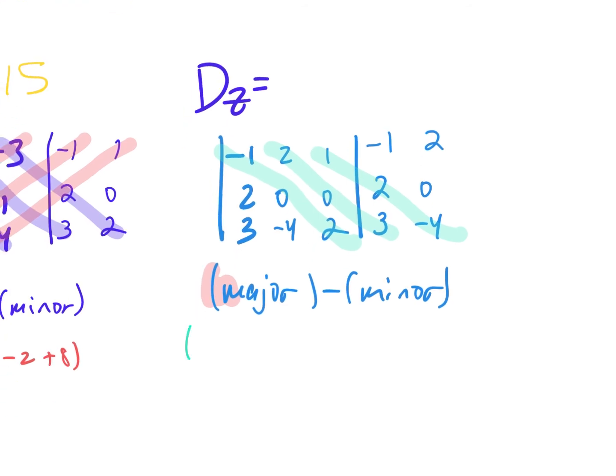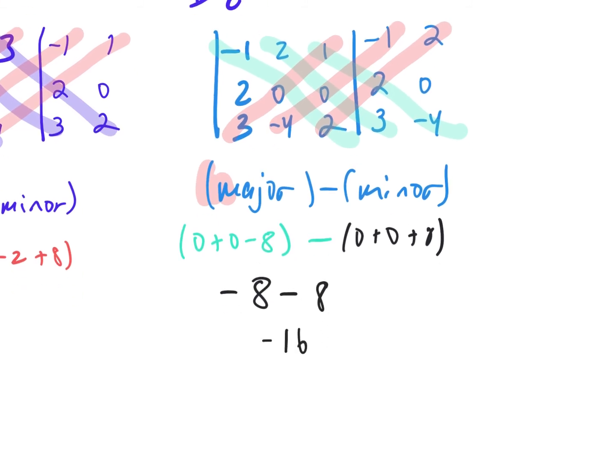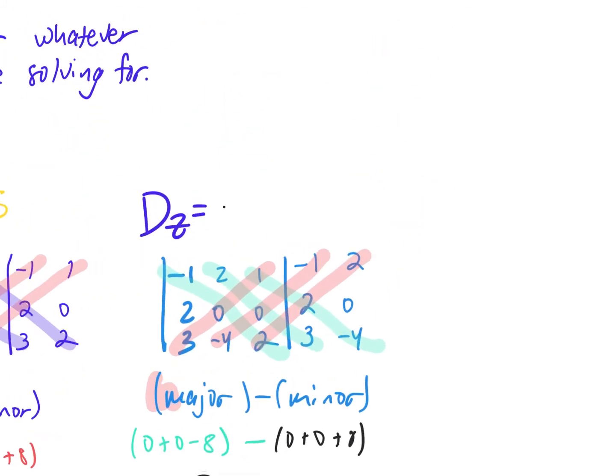So I have negative 1 times 0 times 2, 0. What's 2 times 0 times 3? 0. And then what's 1 times 2 times negative 4? Negative 8, right? Minus... All right, so we have 3 times 0 times 1 is 0. Negative 4 times 0 times negative 1 is 0. 2 times 2 is... So I have negative 8 minus 8, which is negative 16, right? So my d sub z is negative 16.